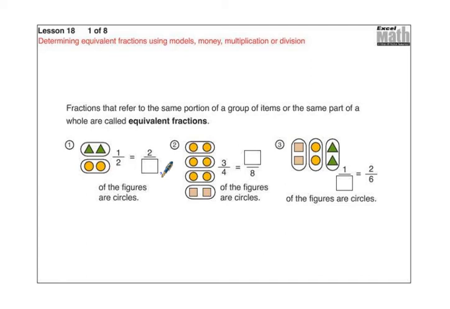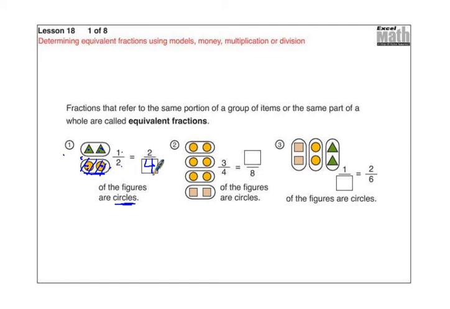So let's take a look at this first sample here. We have number 1. 1/2, and they show you that half of the shapes here are circles. We have 2 circles out of 4 shapes, so this half is circles, the other half is triangles, so that's not circles. And so we can also call this 1/2: 2 circles out of 4 shapes altogether. 2 out of 4 are circles.